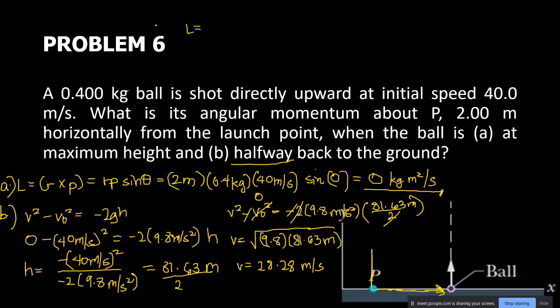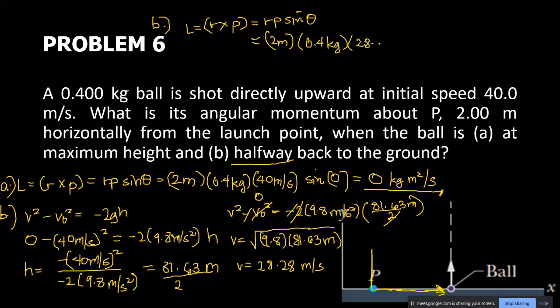The angular momentum is the cross product of r and p. So that is rp sine theta. And what's your r? r is the radius, I mean the distance. So your radius is 2 meters. Your momentum is mass 0.4 kilogram multiplied by 28.28 meters per second, sine of 90. Because it is halfway, this is 90. Since it is 90, sine is equal to 1.